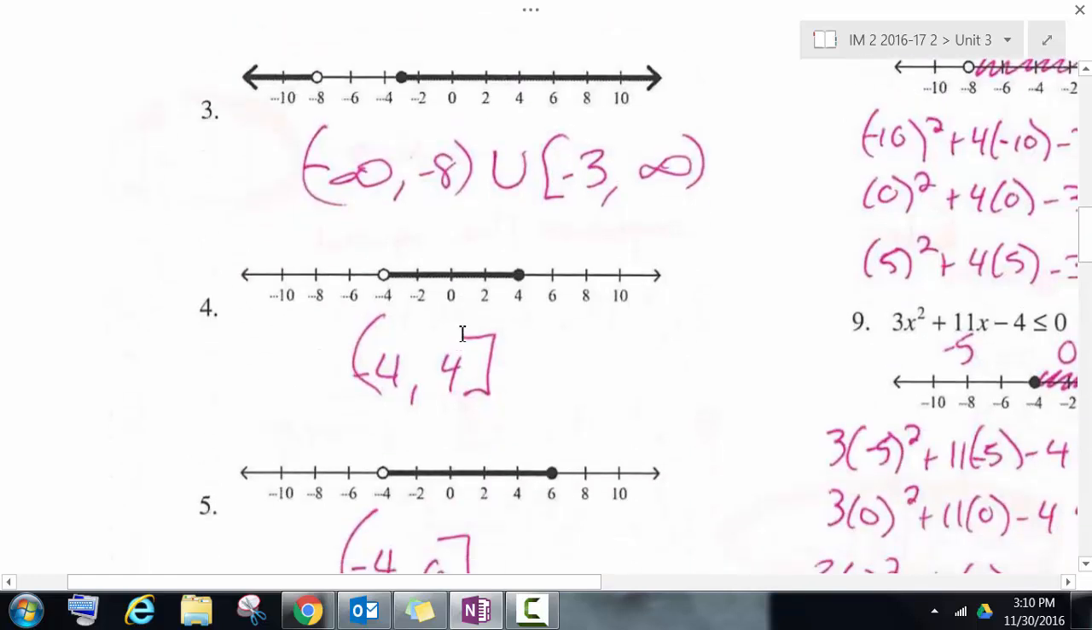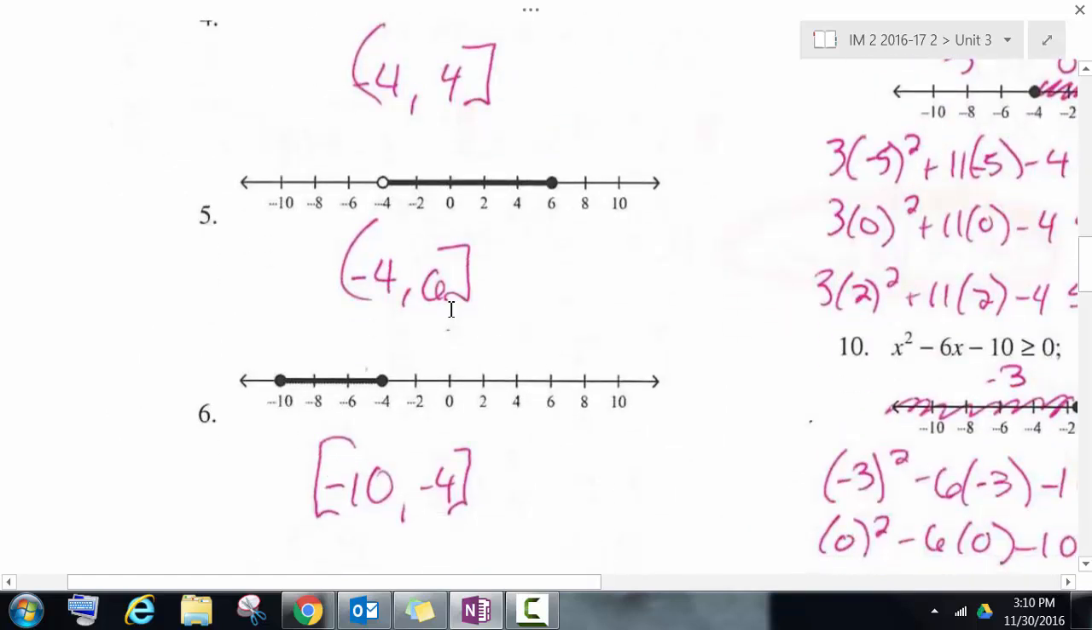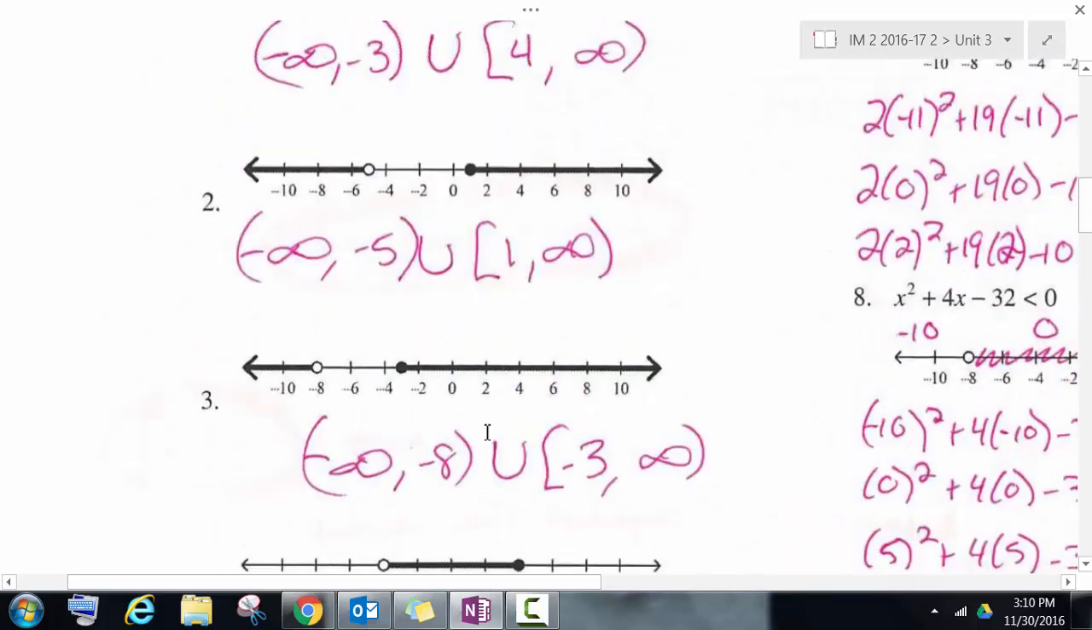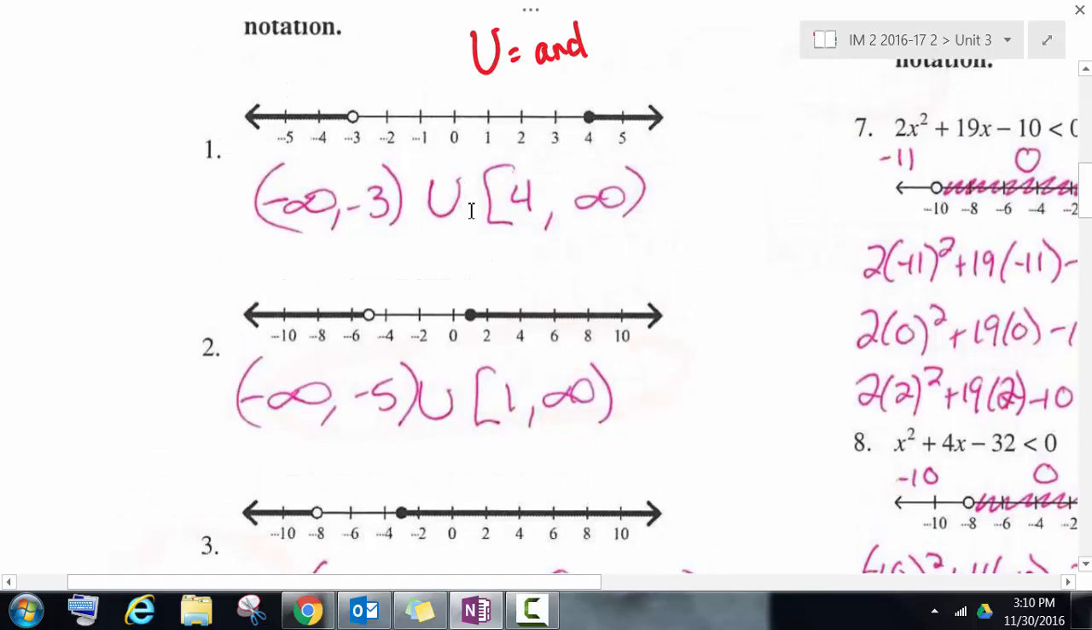Then 4, 5, and 6 is what we're used to. Our answers are from negative 4 to 4, so negative 4, comma 4, bracket on the 4, parenthesis on the negative 4 because of what's shaded in. Same thing now, number 5, it's negative 4 to 6, parenthesis on the negative 4, bracket on the 6. And then number 6 is negative 10 to negative 4, so bracket on both because they're both shaded in. So that's how we write our interval notation. And if we have two parts to our answer, we use the U to mean and, which we're going to have sometimes.